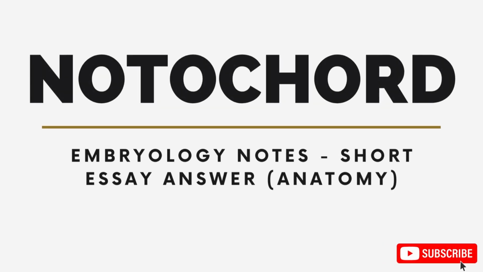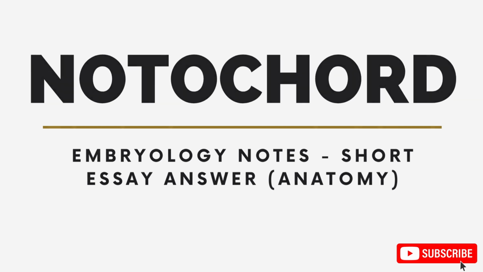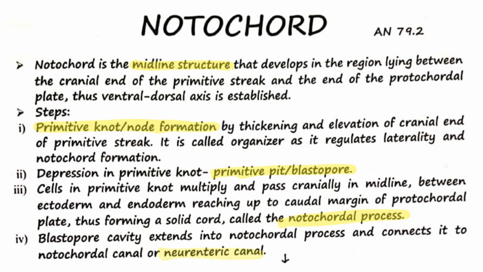Hi everyone. Today we're going to discuss the development of the notochord, which is also an important short note in embryology. First we have to write the definition of the notochord, what it is. The notochord is the midline structure that develops in the region lying between the cranial end of the primitive streak and the end of the prochordal plate. Thus the ventral dorsal axis is established.